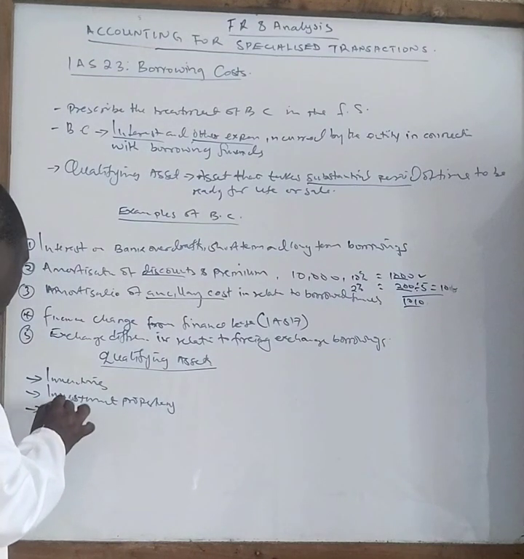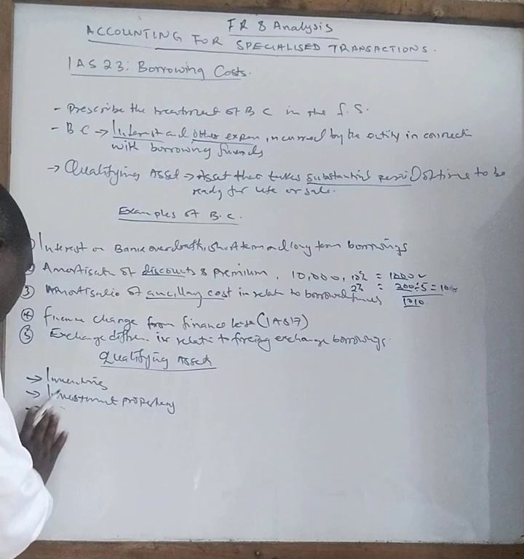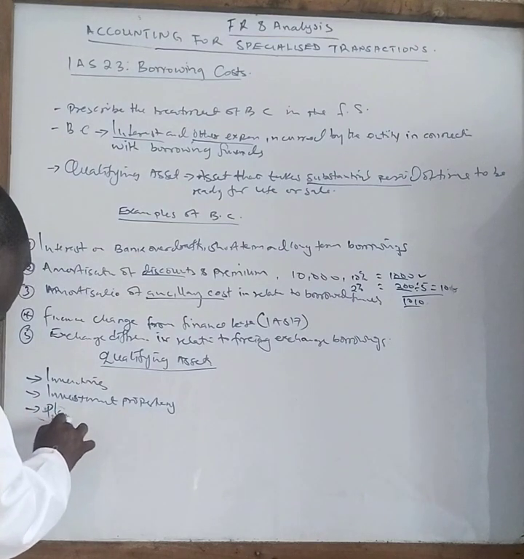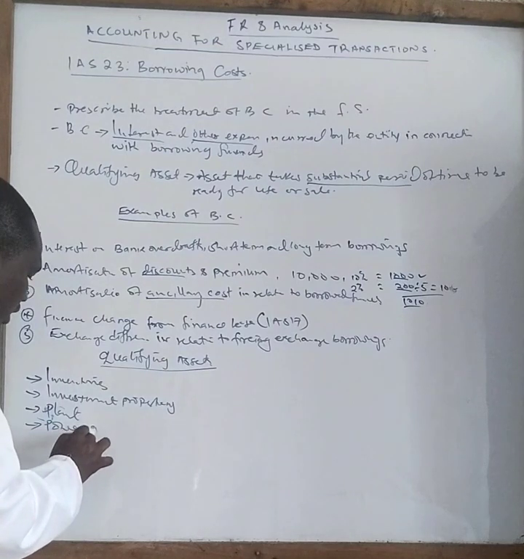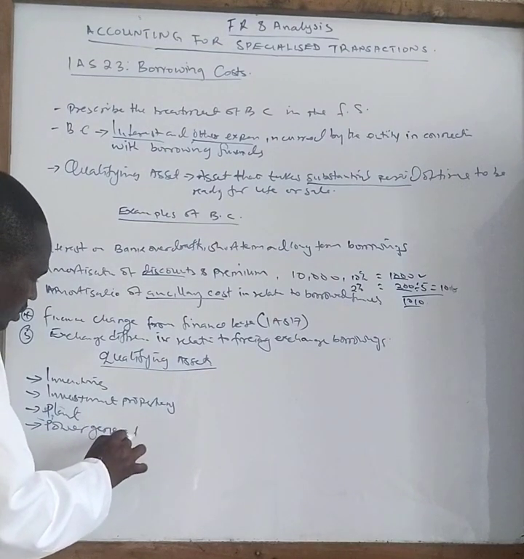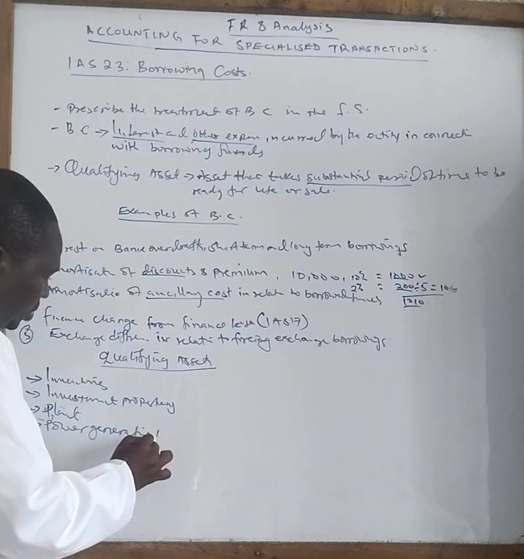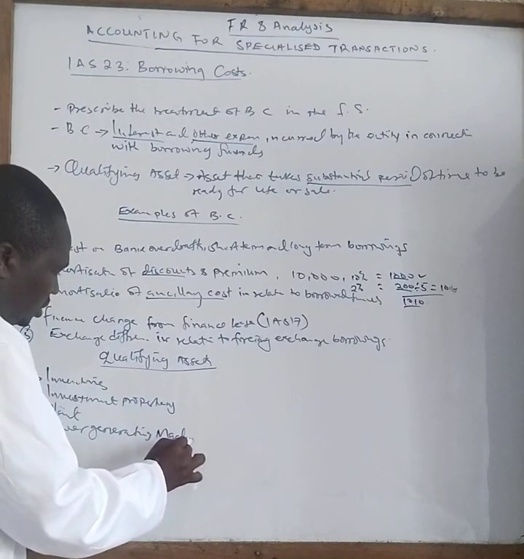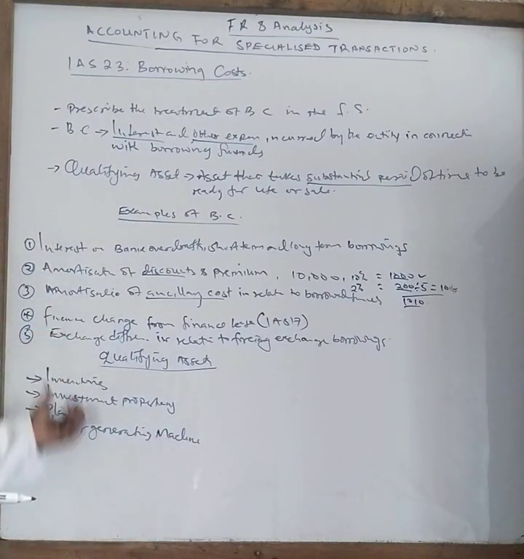Then we have also a power generating plant. We have also what we call a power generating asset or machine. Now, these are some of the qualifying assets that have been listed under IAS 23. So an examiner will ask you to highlight some of the qualifying assets as per IAS 23.